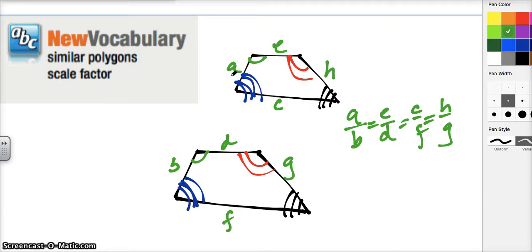And so in a case like that, this is the definition of similar polygons. They're two polygons or more where their angles are congruent and their sides are proportional, whereas a scale factor is the ratio of one corresponding side to another corresponding side. So I could say that the scale factor of these two polygons would be A to B, or of course, we can write a ratio as A to B. Similarly, I can use any pair of corresponding sides to determine what the scale factor is.